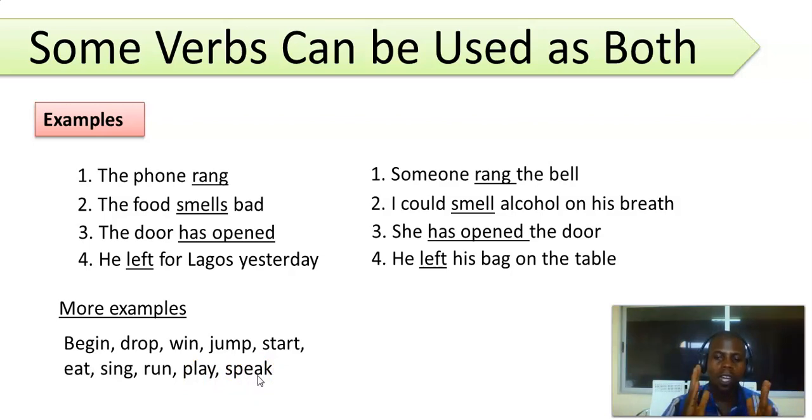As I close the class today, I want you to note something. When you talk about a transitive verb, the verb has an object, and the object answers the question what or who after the verb. So you could say, I could smell. If I just come in and say, I could smell, then you ask me, what can you smell? That question will be answered by an object. So that is how to determine whether a verb is transitive or intransitive. And I believe that you have learned something valuable today.